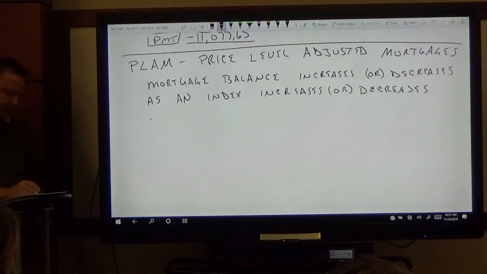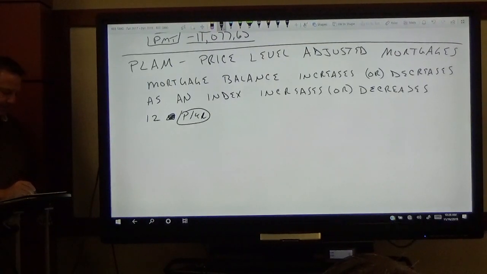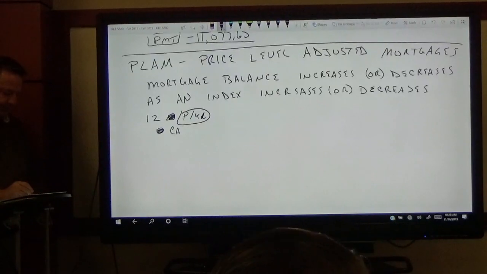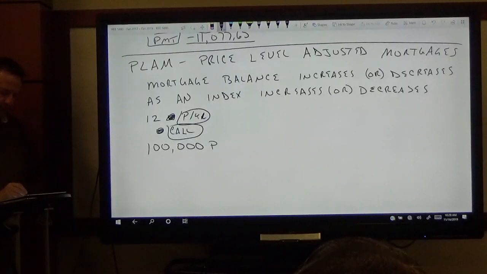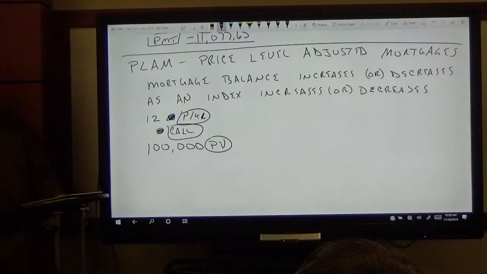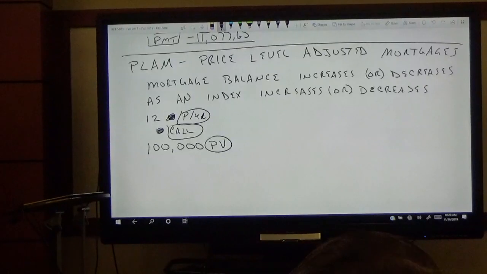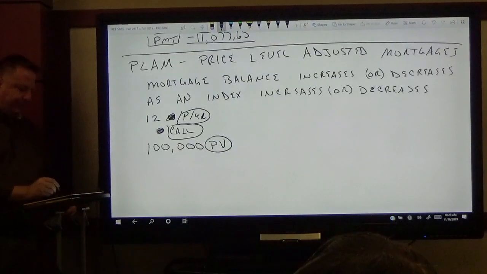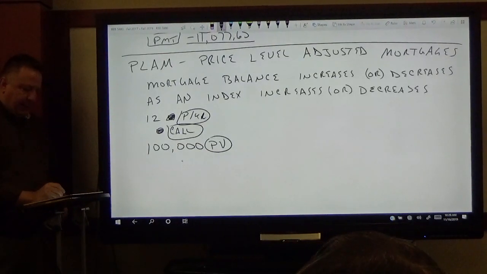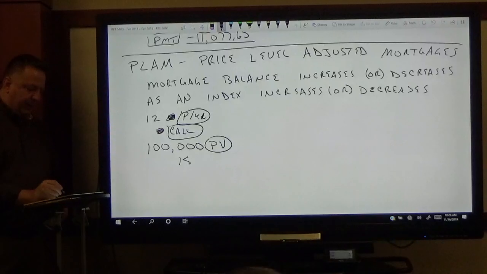So let's just start with this. 12 payments per year. Put everything out. And we'll start with another $100,000 loan. The only reason I sometimes use the $100,000 loan is because it makes it easier to relate to what's really going on. You kind of think of that as a nice round number. Okay, so let's just say this is a 15-year loan.